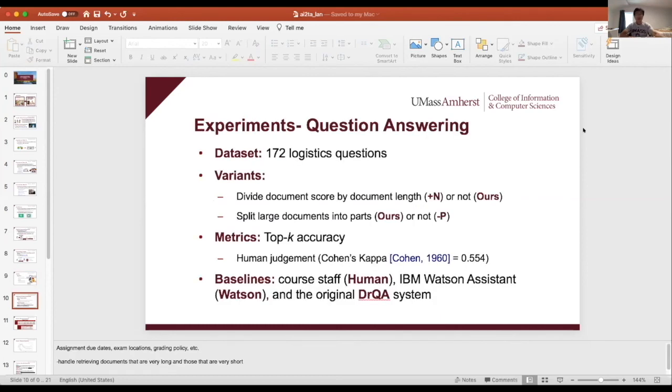What we did was we compared our system with several different baselines. Number one is the answers provided by course staff. We recruited course staff to rate all of these answers and see which one is satisfactory, which one is not, and which document is relevant to the student question and which one is not. We also compared with the IBM Watson system.